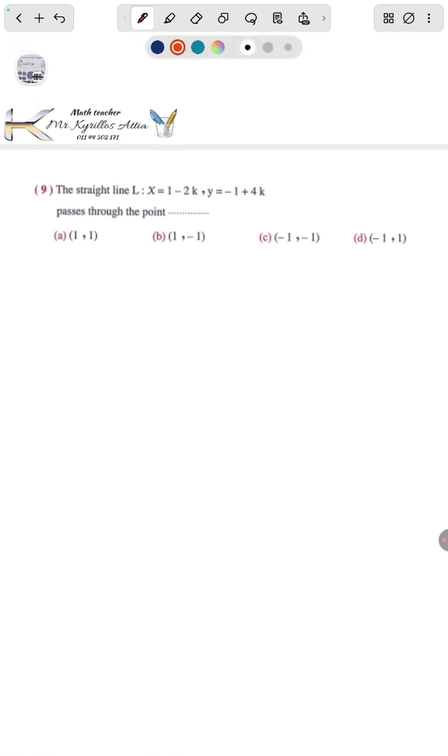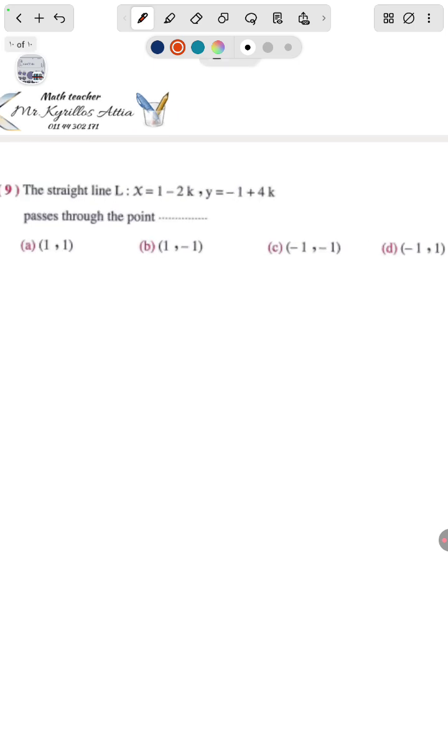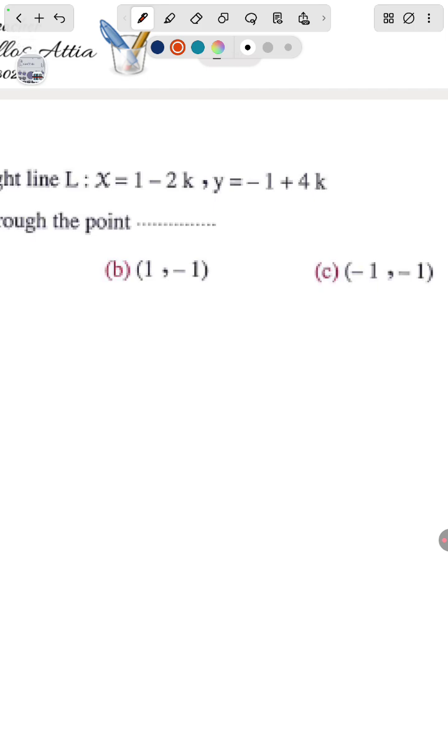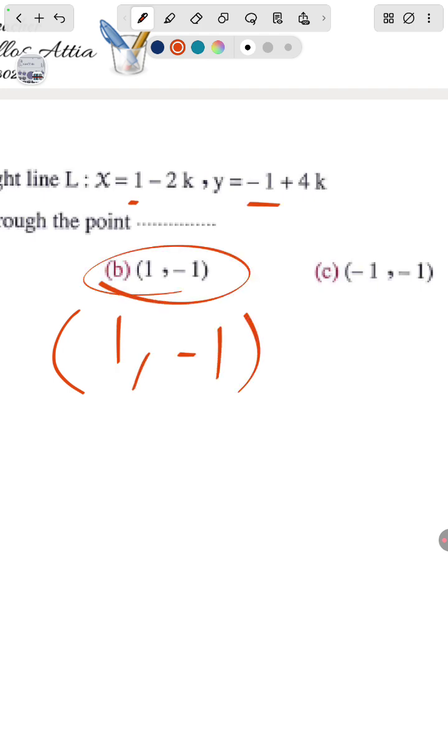The straight line L, x equals 1 minus 2k, y equals negative 1 plus 4k, passes through the point what? We can get the constant of x and the constant of y. The constant of x is 1 and the constant of y is negative 1, so the point is 1, negative 1.